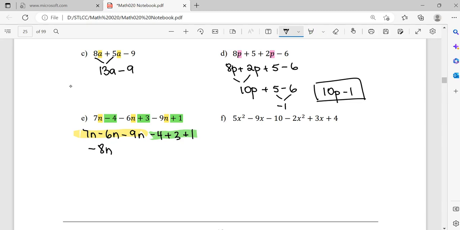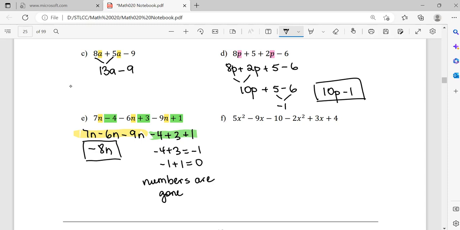All right, and then I'm going to look at the number part. Negative 4 plus 3 is going to be negative 1. And negative 1 plus 1 is a 0. So the only thing that's left is the negative 8n, because negative 4 plus 3 equals negative 1. Negative 1 plus 1 equals 0. Numbers are gone. So the only part that we have is the variable part.